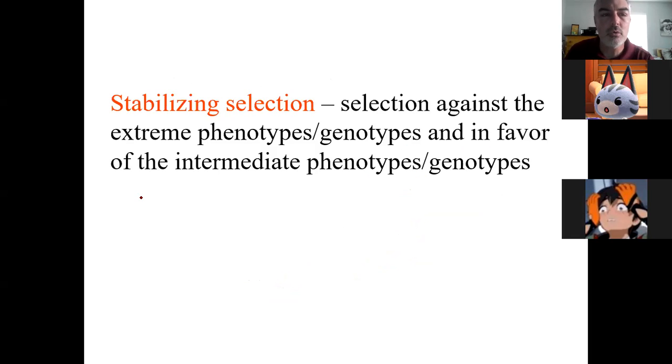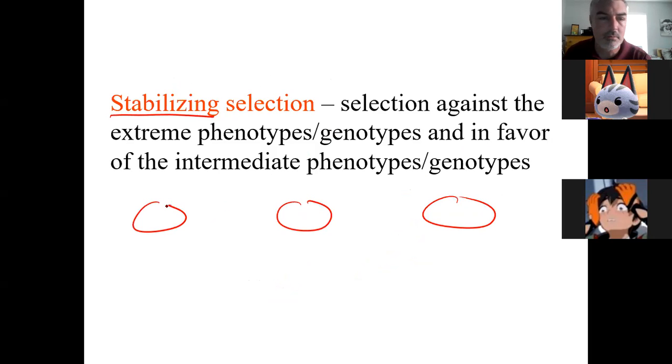So there's 3 modes of selection. The very first mode that we're going to look at is something called stabilizing selection. So think about it like the three bears. They all had a bowl of porridge. They were all sitting there looking at the porridge.